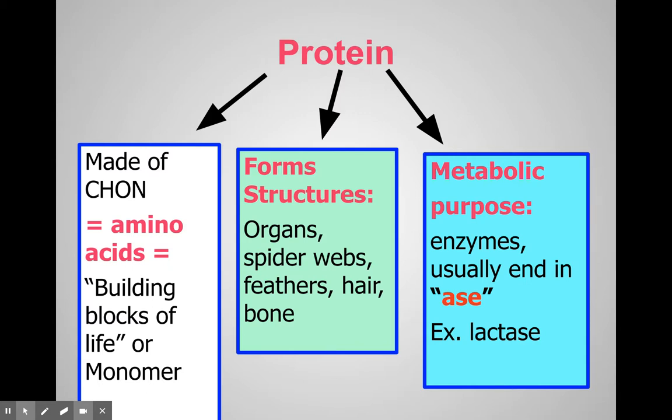And then the metabolic purpose of a protein, they're enzymes that usually end in -ase. So remember, we said amylose, right? There's that -ose. We know that that's a saccharide. We know that that's a carbohydrate. And then we have amylase, which is a protein that breaks down amylose.